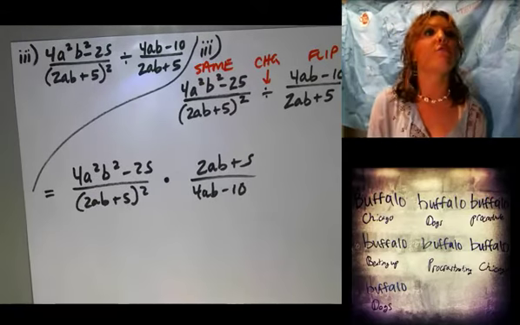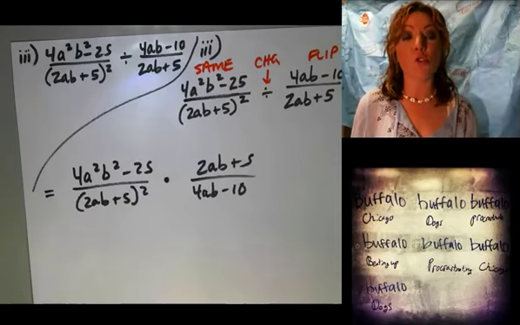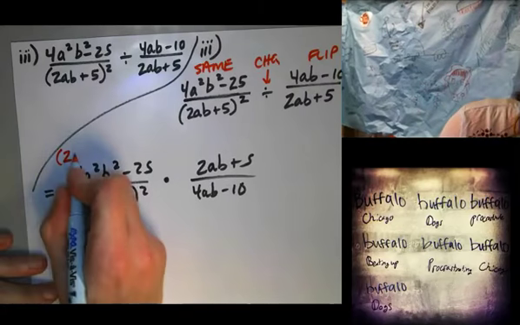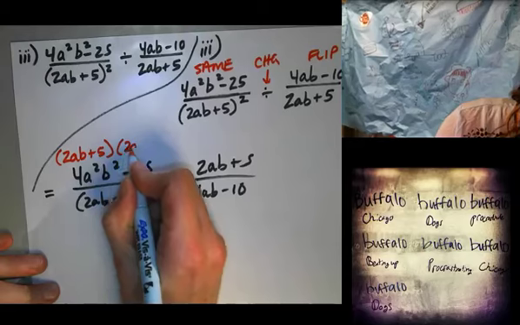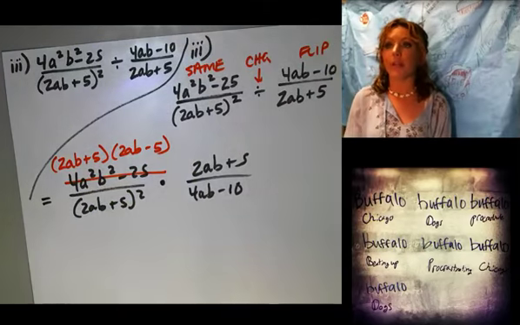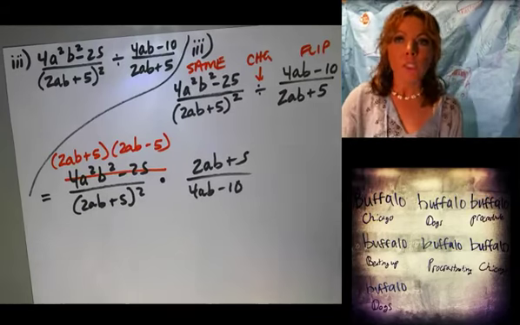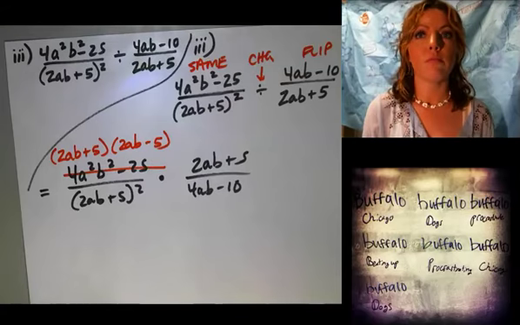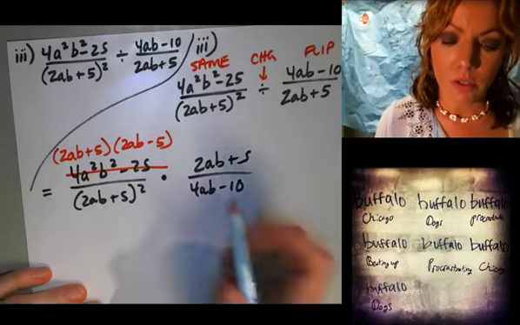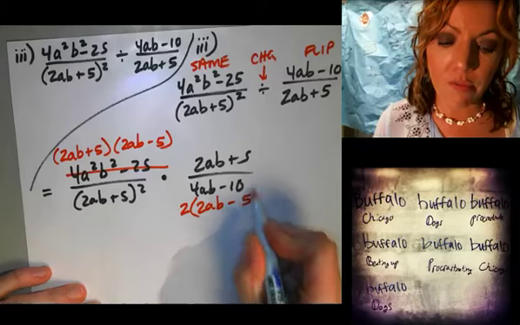Jared? 4a squared b squared minus 25 is equal to 2ab squared minus 5 squared. Excellent. Difference of two squares. How does it factor? 2ab plus 5 and 2ab minus 5. Cool. Everybody give it up for Jared. Awesome. Okay. Anything else that can be factored here? 2ab plus 5 squared, that's already factored. Lydia? Okay. Rachel? Good. Take out a 2, and you're left with what? Perfect. Everybody give it up for Rachel.